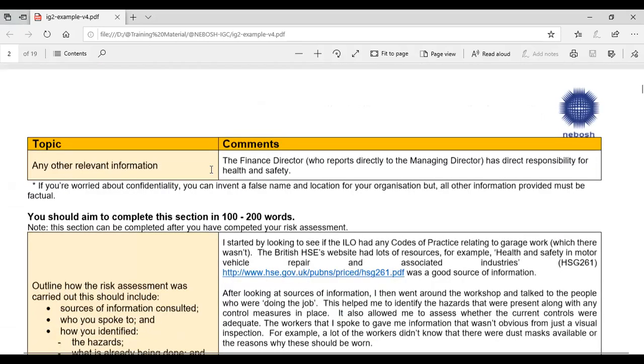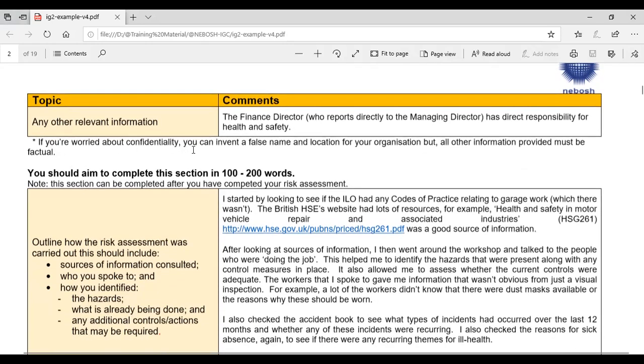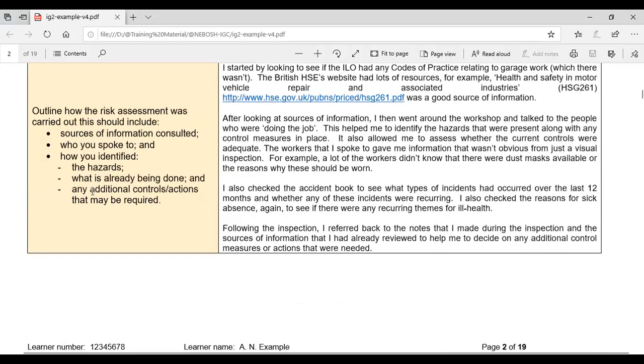Now, any other relevant topic? No doubt, you can mention the finance director, who reports directly to the managing director, has direct responsibility for health and safety. Like in Sadara, you can say the safety director who reports directly to the CEO or the president or the managing director has direct responsibility for health and safety. If you are worried about confidentiality, you can invent a false name and location for your organization, but all other information provided must be factual. So your part 1 is near to complete.